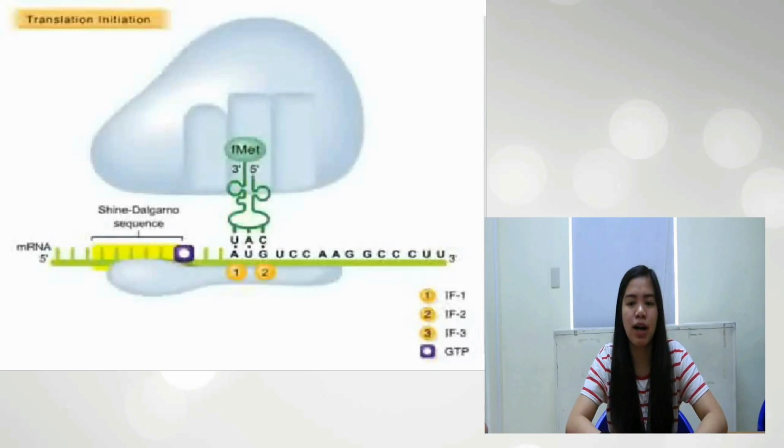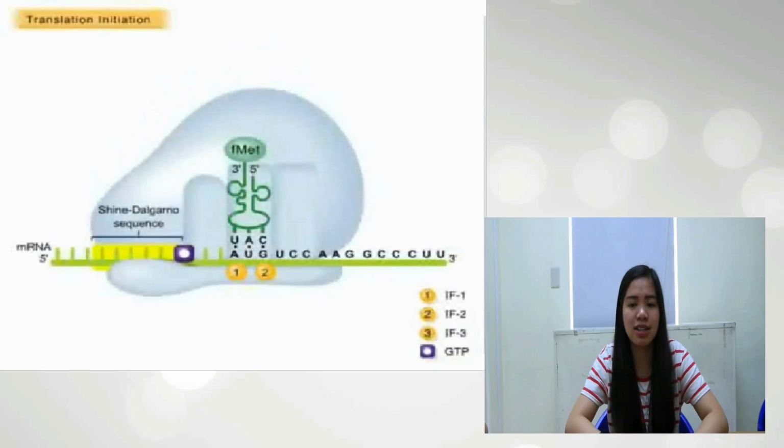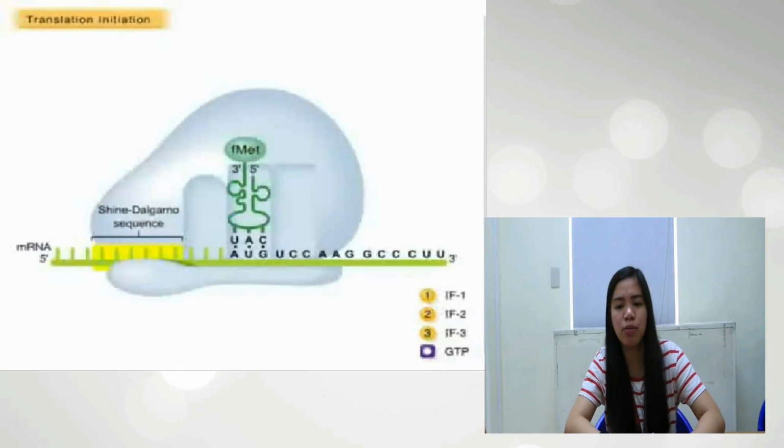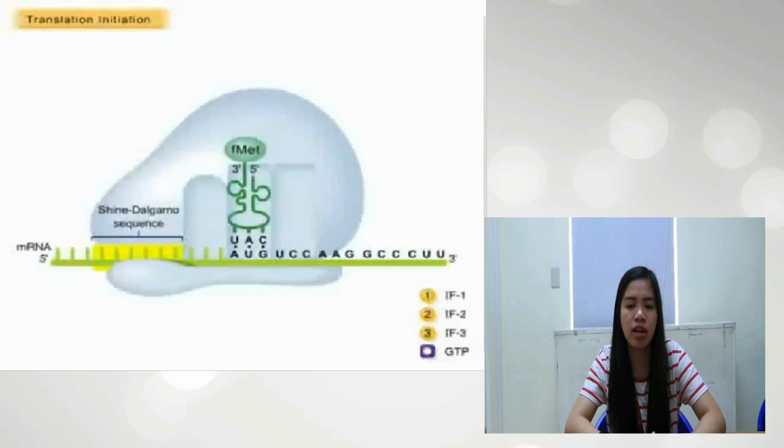Lastly, the large ribosomal subunit binds to the 30S initiation complex. GTP is hydrolyzed and IF1 and IF2 are released. The final complex is called the 70S initiation complex. The fMet tRNA is now situated in the P site of the ribosome with its anticodon hydrogen bonded to the mRNA start codon. Initiation is now complete and elongation follows.